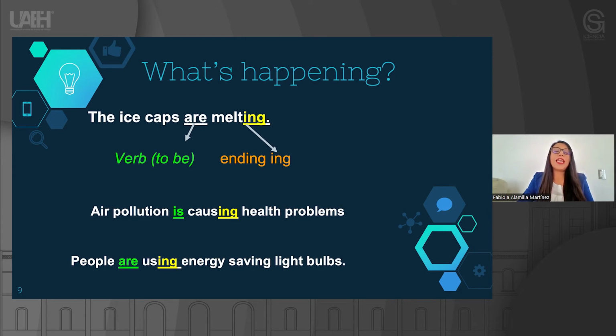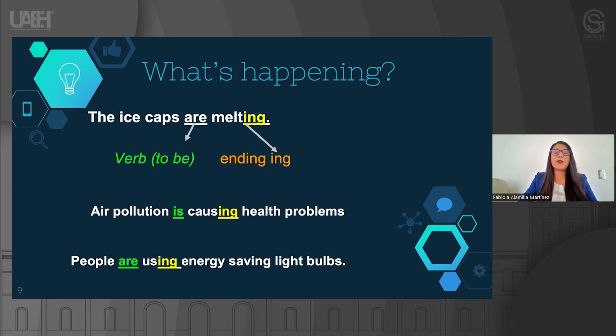Okay, well, let's go and check the main structure. So I want you to look at this example. The ice caps are melting. As I was telling you, it is very important to identify the verb to be we're going to use. So in this case, it's are, right? Because remember, we are using a plural subject.